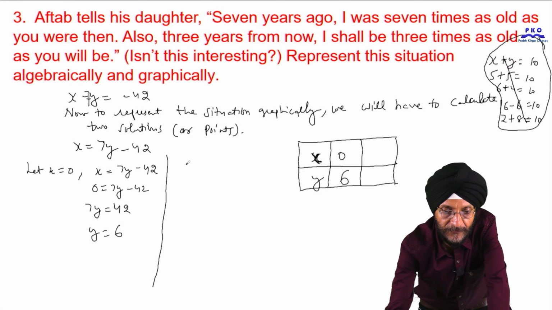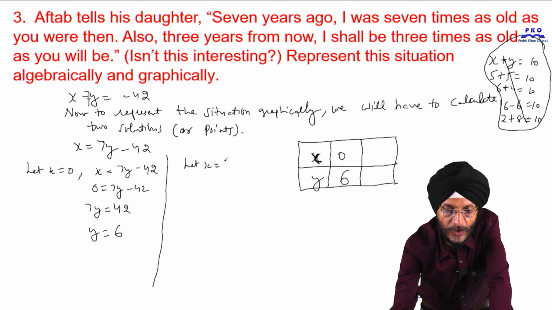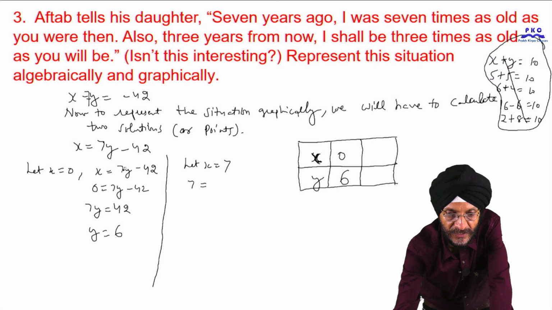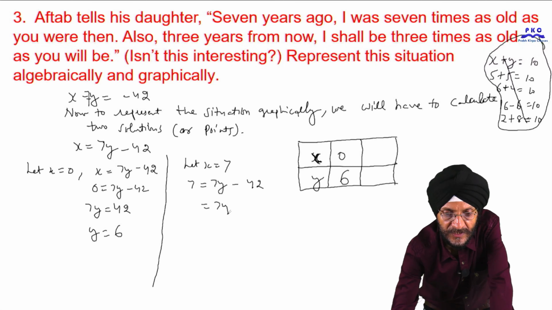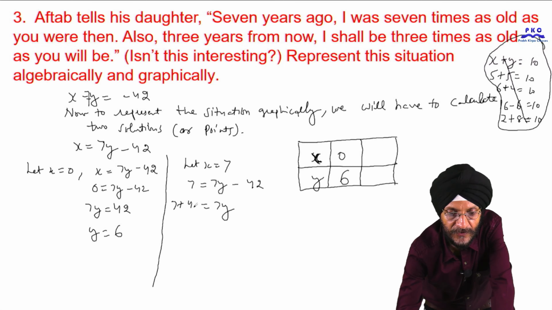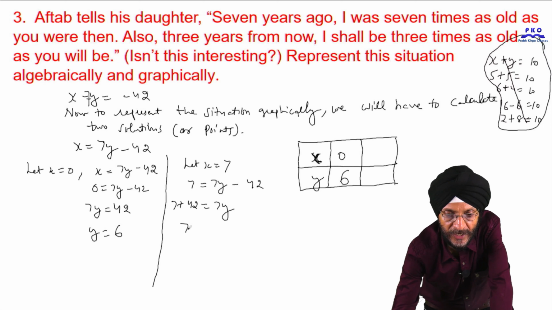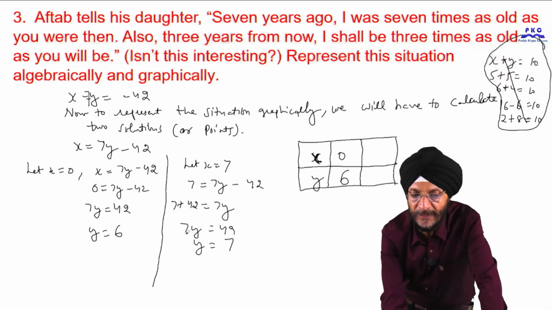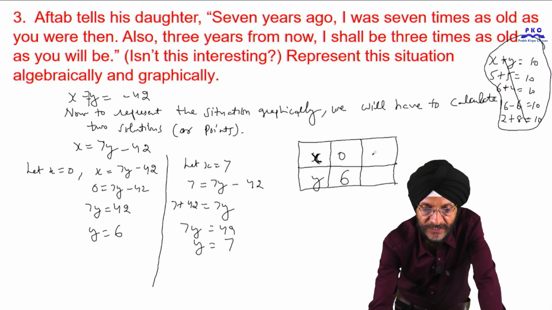Now we will take let x is equal to 7. So if x is 7, then 7 is equal to 7y minus 42. We can also write it as 7y is equal to 7 plus 42, that is 7y is equal to 49. So now y is equal to 7, because 49 divided by 7 is 7. So when x is 7, the value of y is 7.